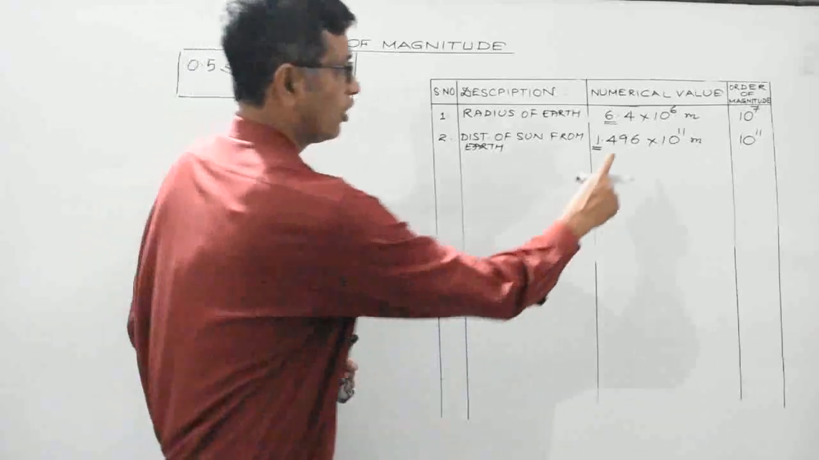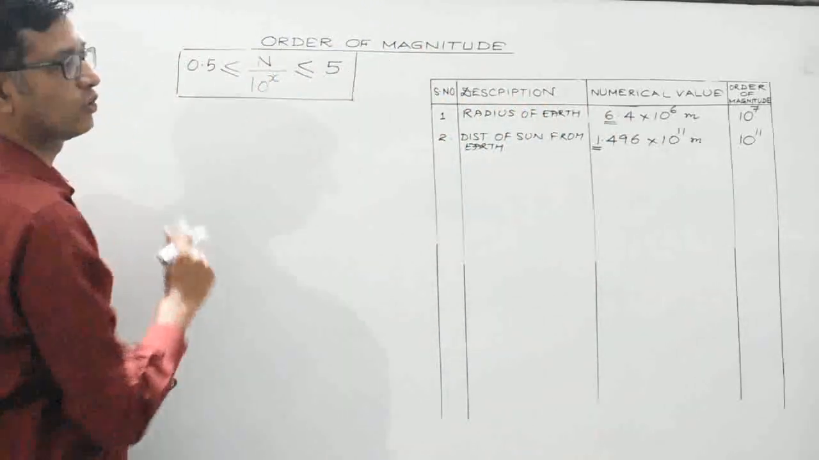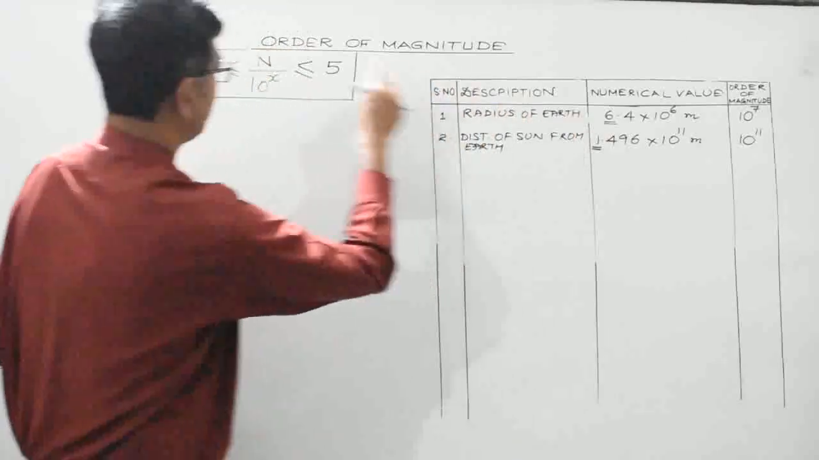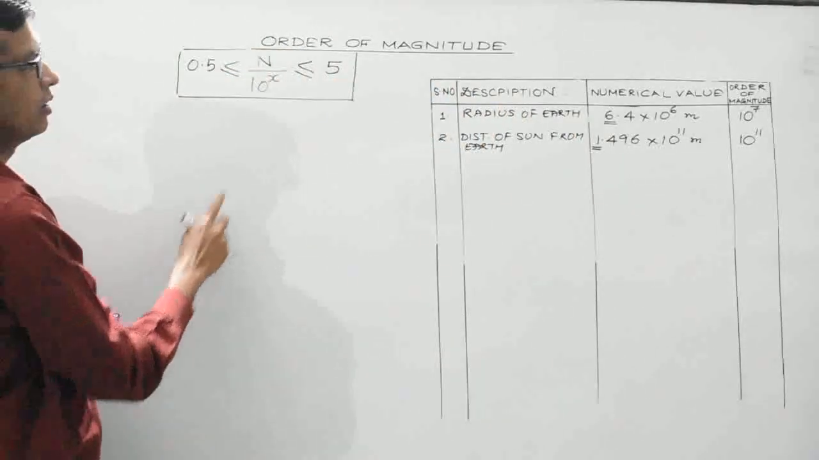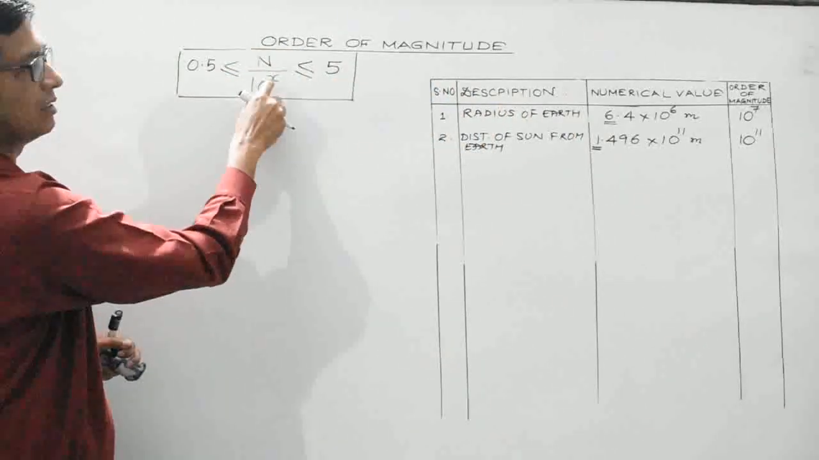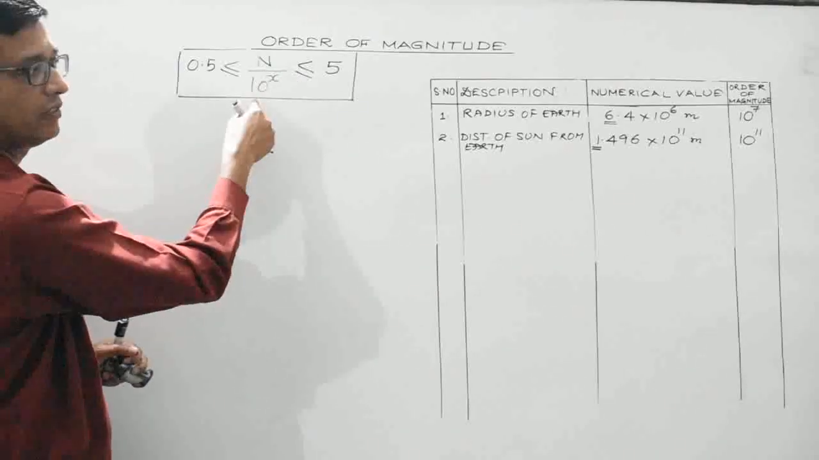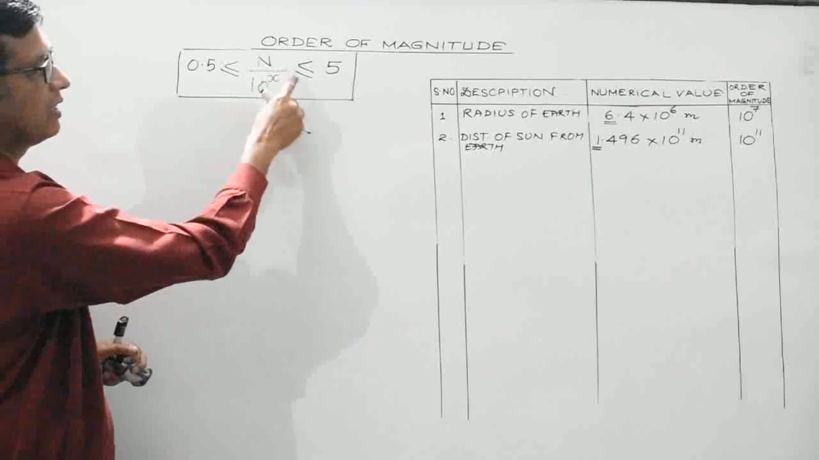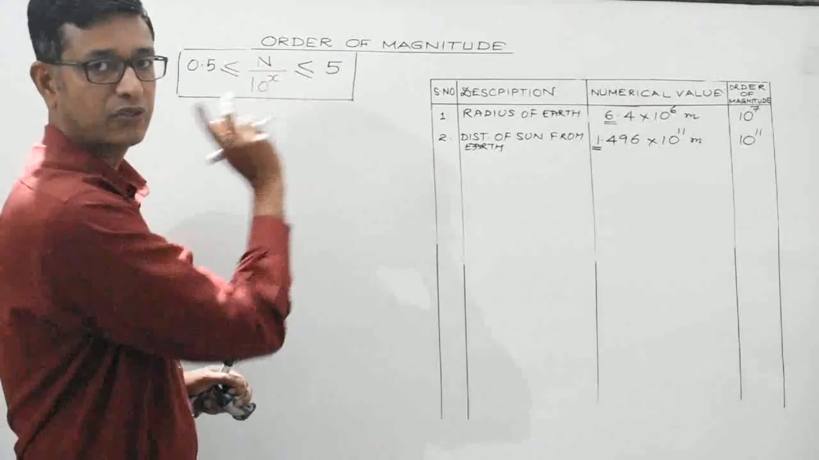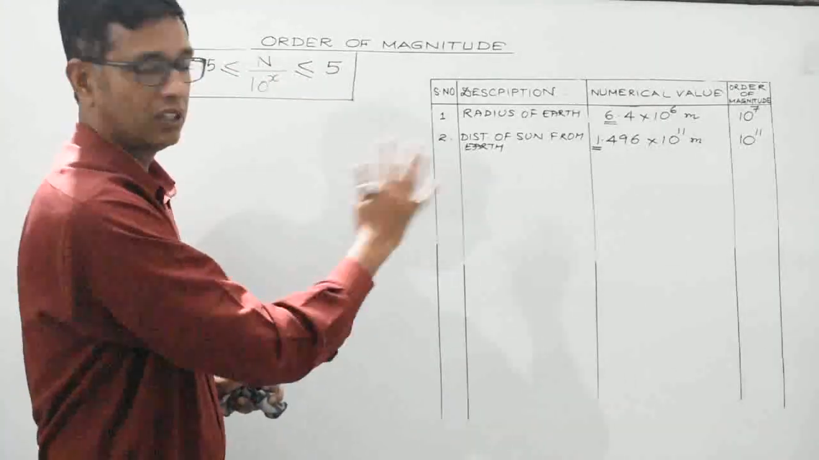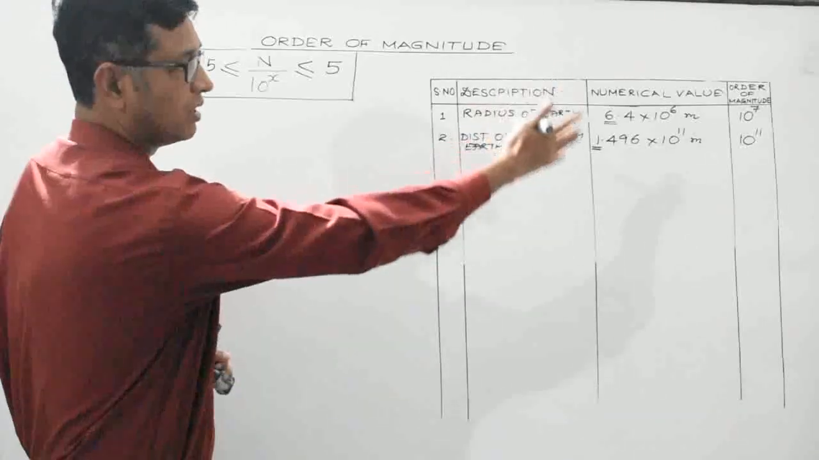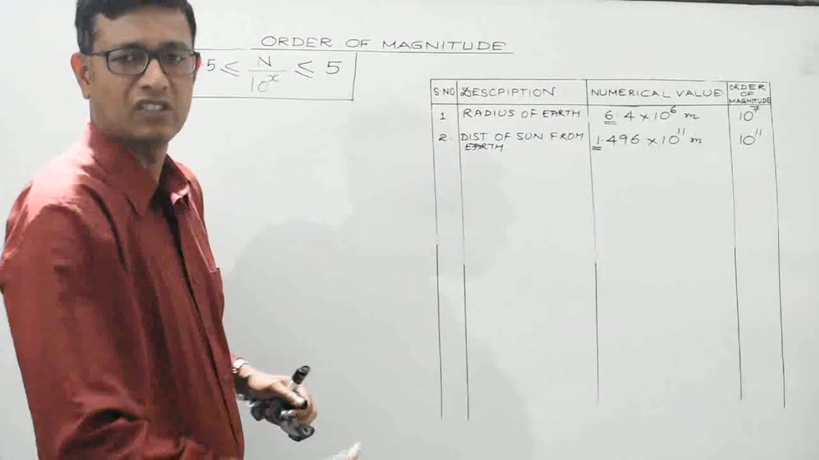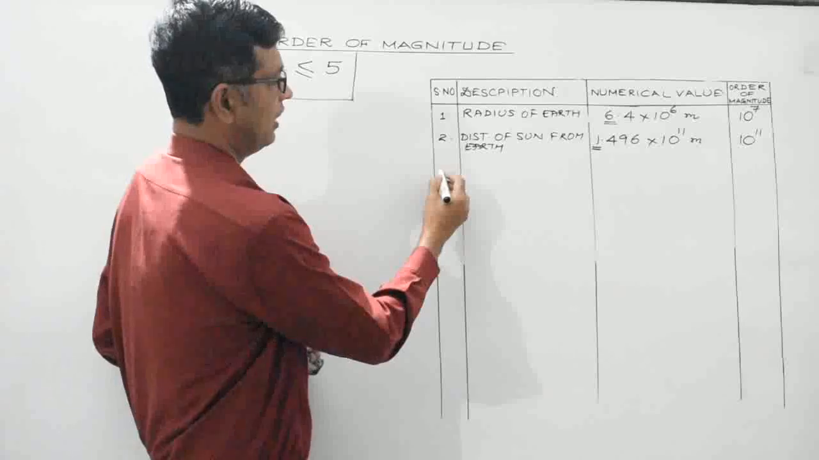Right? And you can verify this from this equation as well. So in place of n, substitute this value. If you place x as 11, so 10 raised to 11 and 10 raised to power 11 cancel, so you will get 1.496, which is obviously greater than or equal to 0.5 and less than or equal to 5. So it will be satisfying that equation. So either way, you can determine the order of magnitude. Let's discuss some other values as well.